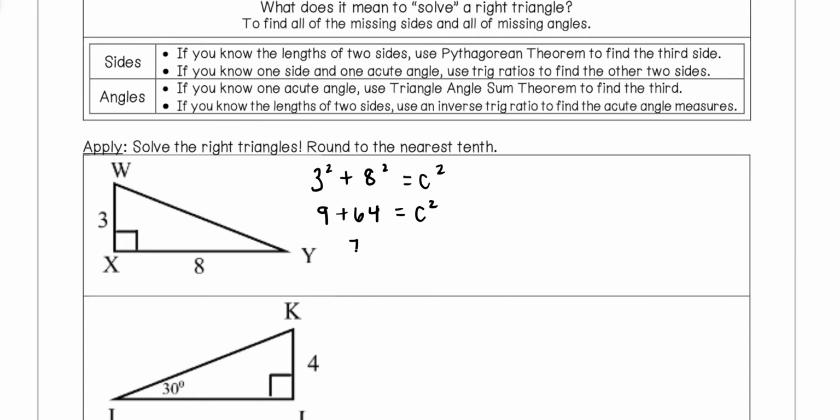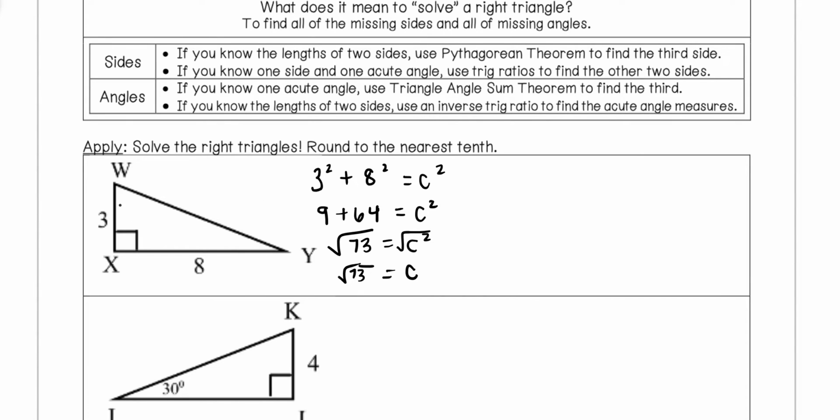When we add them together, we are left with 73. So we'll take the square root of both sides in order to get that c value by itself, and we're left with the square root of 73 for that missing hypotenuse. So now we know all three sides, and we know one angle is 90 degrees. We need to figure out what are these two other missing angles.